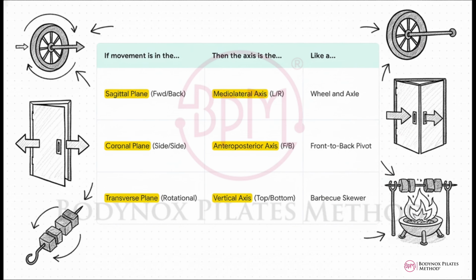When you move forward or backward, and that's in the sagittal plane, you pivot around the medial lateral axis. Just picture a wheel spinning on its axle. Now, when you move side to side in the coronal plane, you're moving around the anteroposterior axis, exactly like a door swinging on its hinges. And for all those juicy twists in the transverse plane, we rotate around the vertical axis, just like a barbecue skewer. See how those visuals make it all feel so much more real?